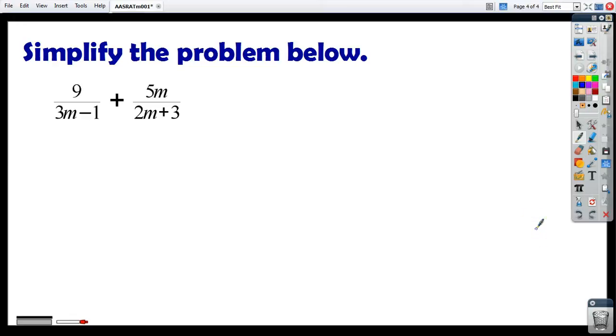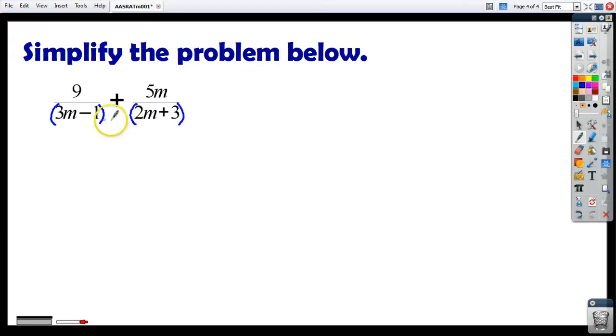Alright, let's take a look at one last problem. Here we're going to add these two rational expressions together, and just like we've been discussing, our first step is, in order to add fractions, we have to have a common denominator, and these two are totally different. Even though they both have the variable m and a 3, they're similar, they're just not the same. This is its own factor, 3m minus 1, which is completely different from 2m plus 3.